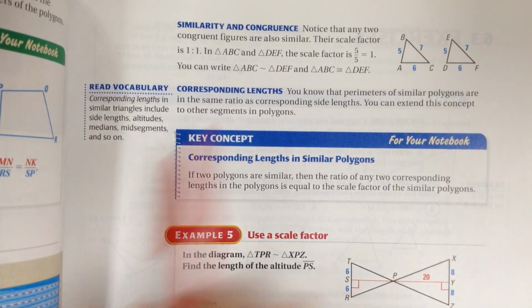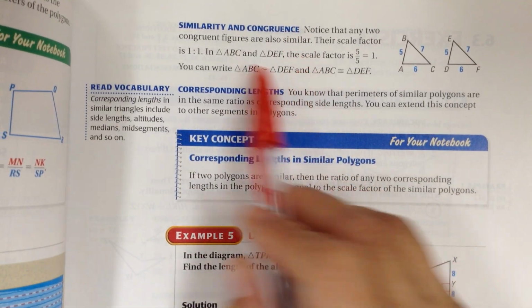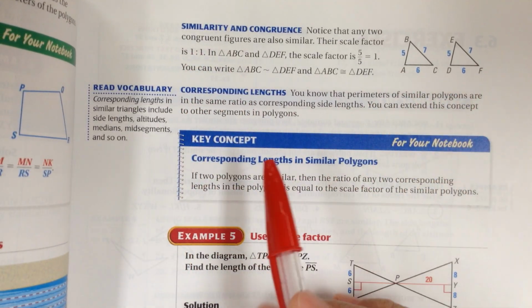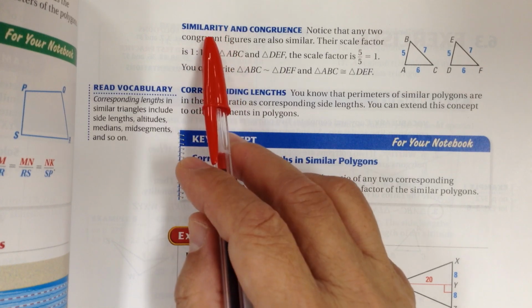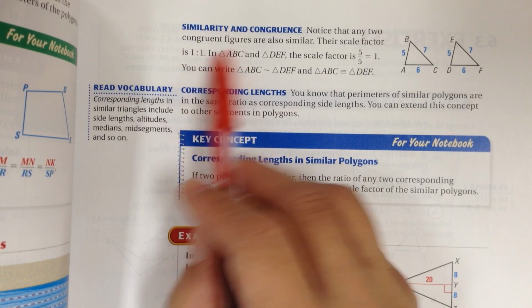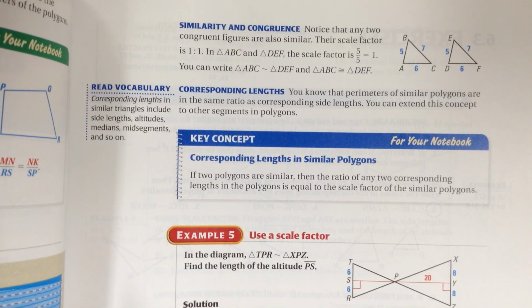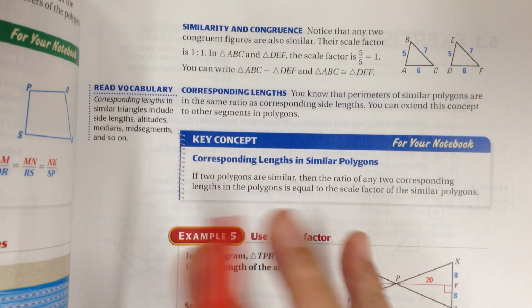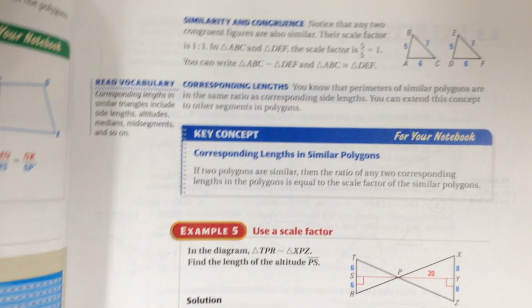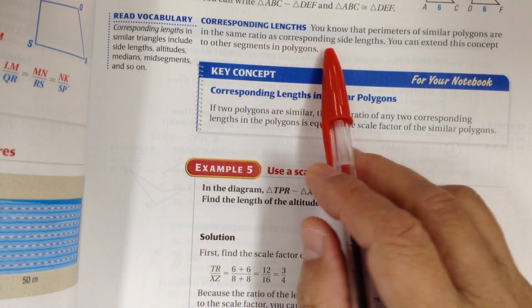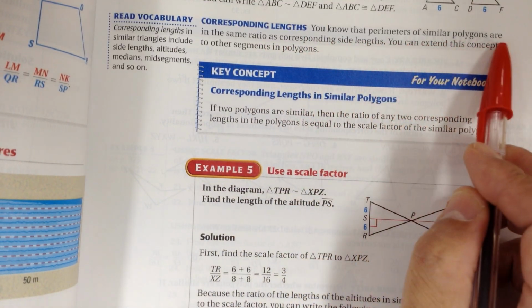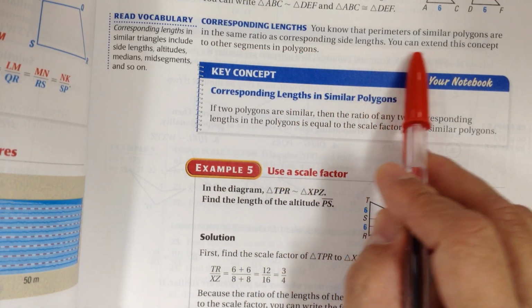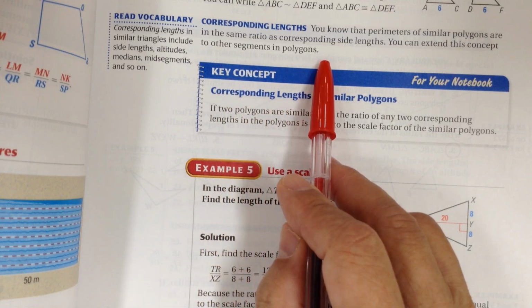Congruent means same shape, same size. Similar means same shape but different size. Normally it's like that, but if you have something that is the same shape and the same size, then it's congruent. Usually if it's not the same size, then similar refers to the same shape but different size. Now corresponding lengths: you know that the perimeters of similar polygons are in the same ratio as the corresponding side lengths. You can extend the concept to other segments in a polygon.